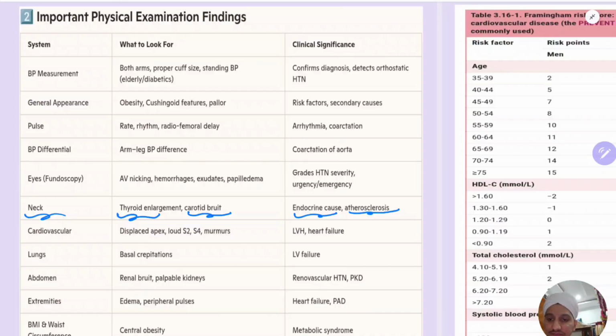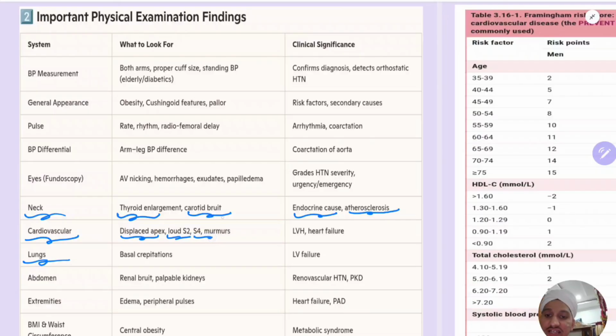Okay, and then you come to the chest. In the chest, you will see heart and lungs. So in heart and lungs, whether the apex is displaced, that means there is LVH. Loud S2 is a characteristic feature of long-standing hypertension.